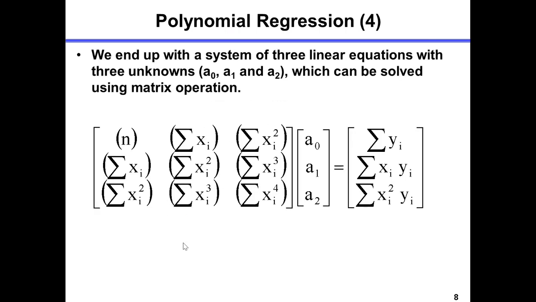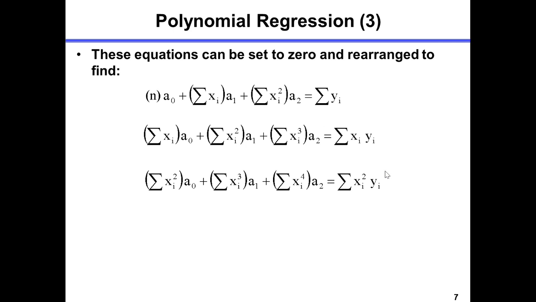Let's put it in matrix form. In the matrix form, it's going to be n, xi, xi2, and we have a0, a1, a2, and this is the other side of the equations. If you multiply this matrix by this matrix and set it equal to these ones, you're going to get exactly the same equations that we have on the previous page. So you're going to get all of these equations, okay.